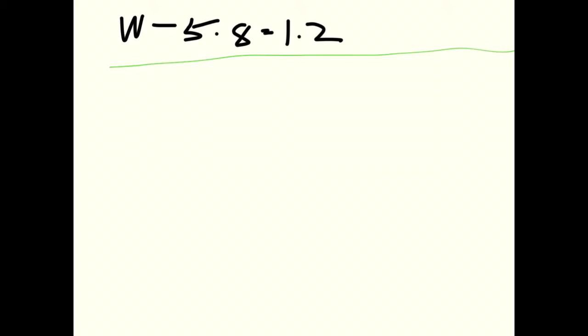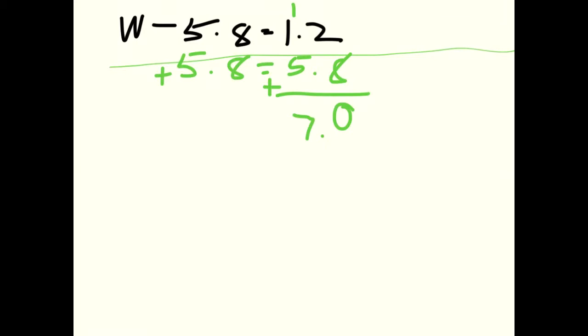First, we see what takes away 5.8. So first we need to add 5.8 to both sides. And then you add, so that would be 7, and the answer is 7.